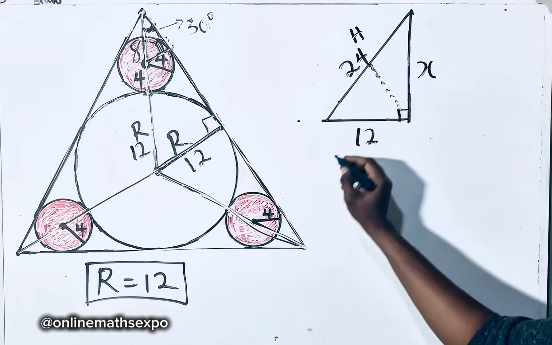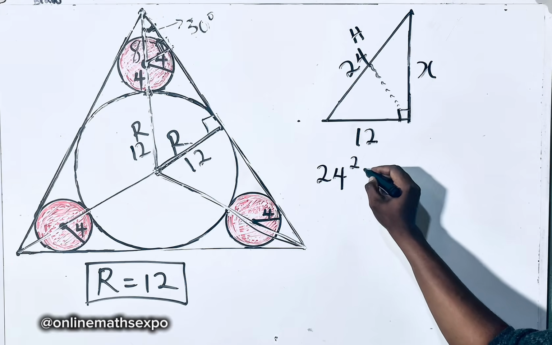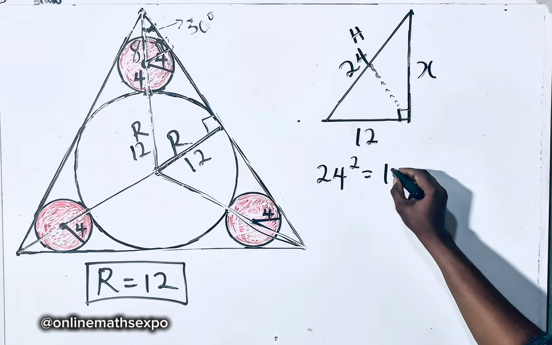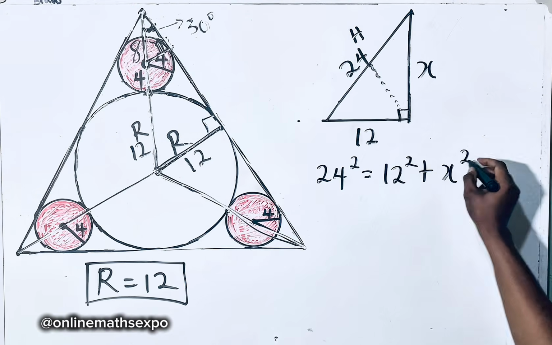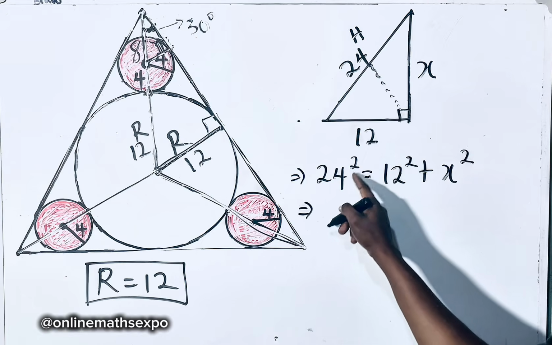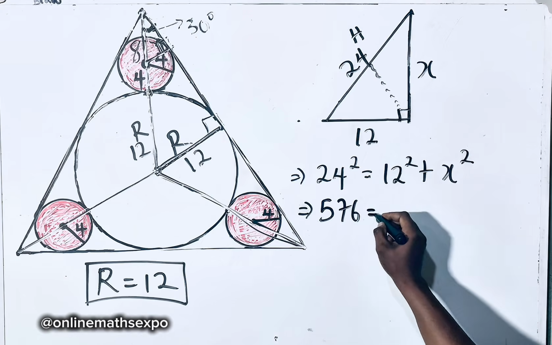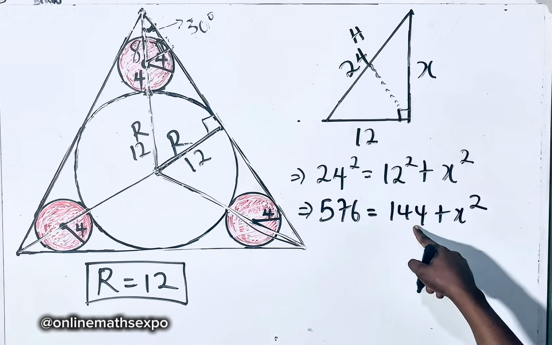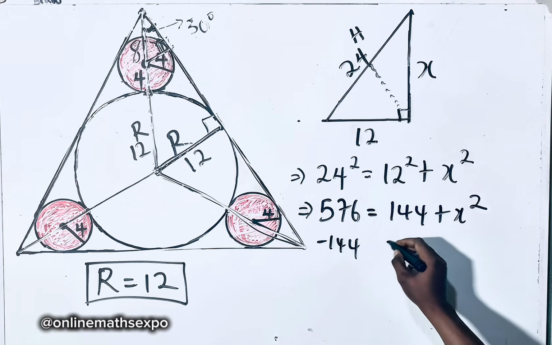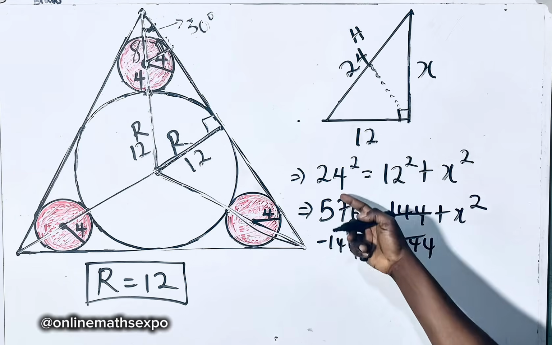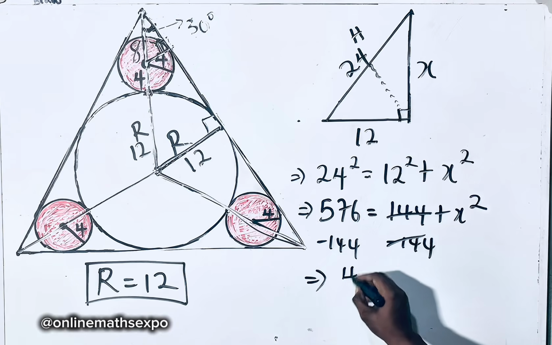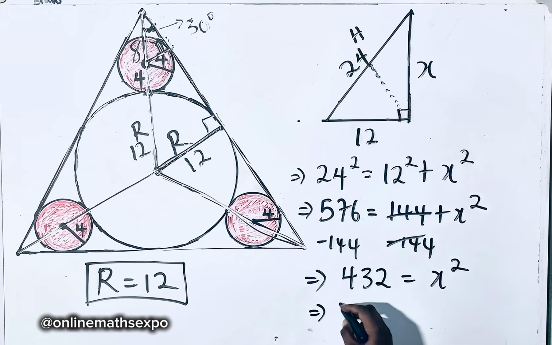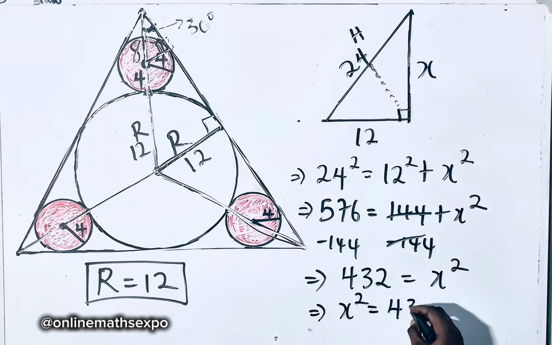So what do we do? Square it. 24 squared is equal to the sum of the squares of the remaining 2 sides, the 2 legs. So you have 12 squared plus x squared. And if you simplify this, 24 squared gives us 576, and 12 squared gives us 144, plus x squared. Subtract 144 from both sides, and this cancels. We are going to have 432 is equal to x squared. So x squared is equal to 432.